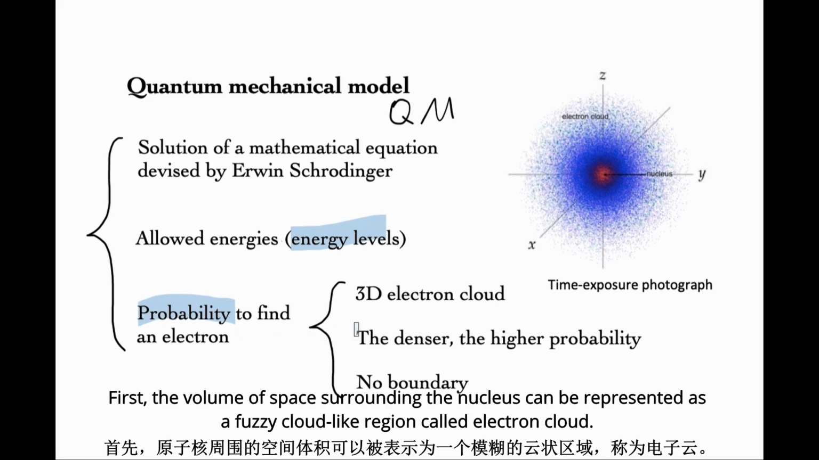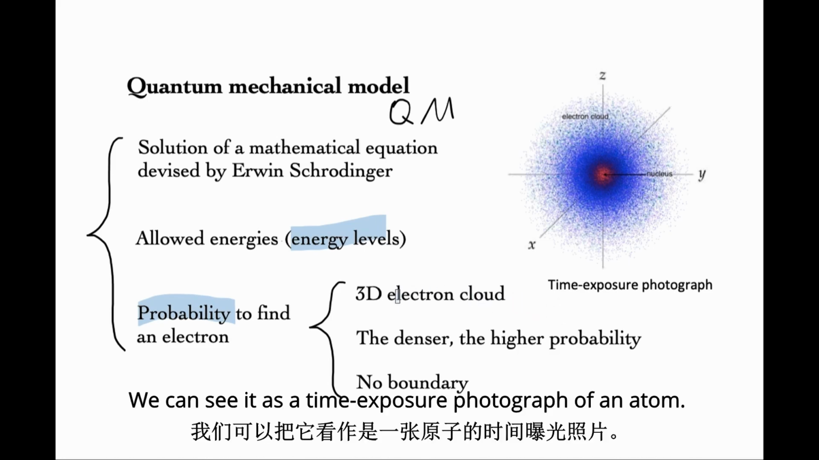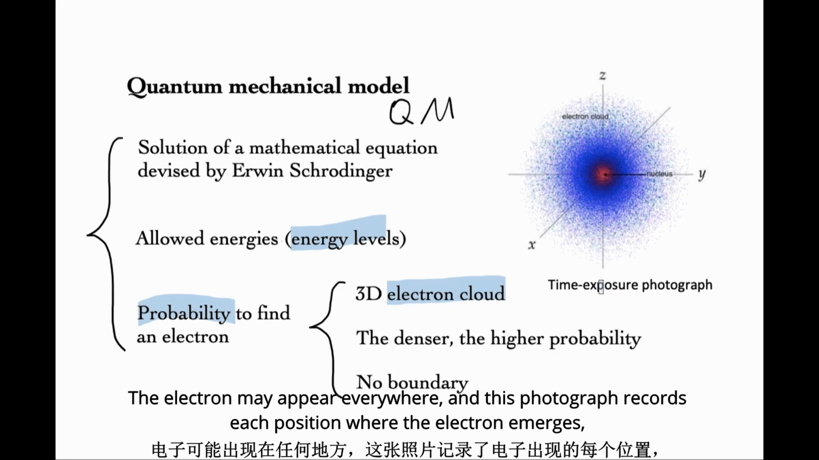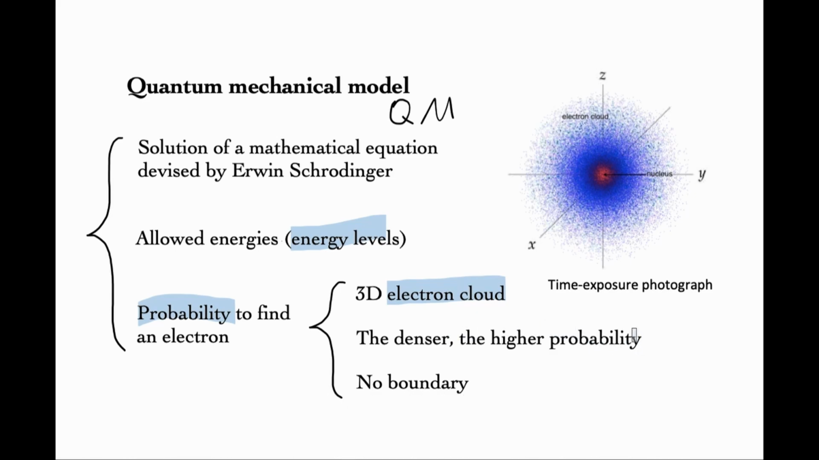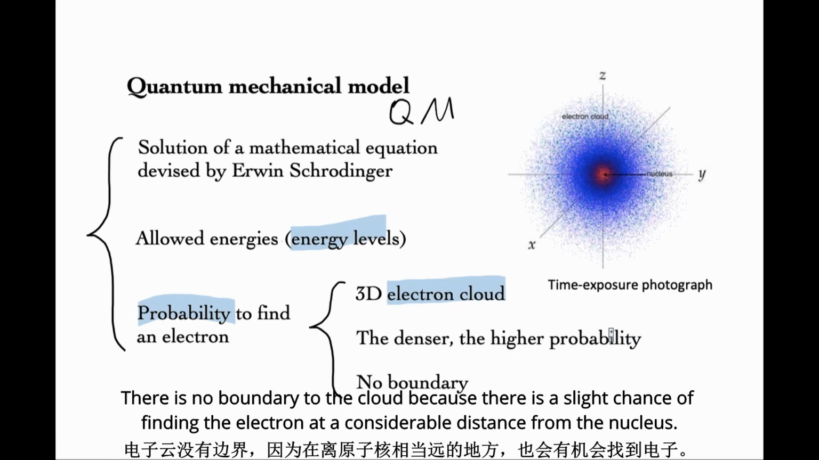First, the volume of space surrounding the nucleus can be represented as a fuzzy cloud-like region called the electron cloud. We can see it as a time exposure photograph of an atom. The electron may appear everywhere, and this photograph records each position where the electron emerges, but the electron is more likely to appear at some places, so the cloud is denser where the probability of finding the electron is higher. There's no boundary to the cloud because there is a slight chance of finding the electron at a considerable distance from the nucleus.